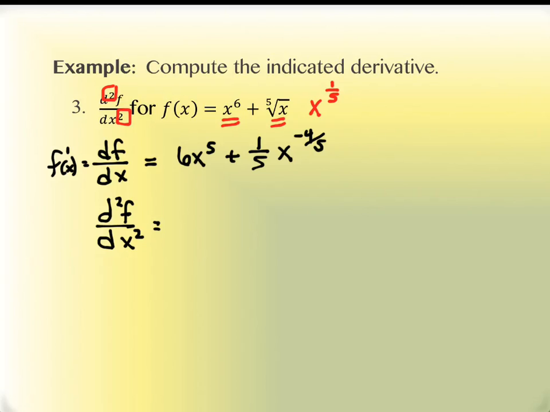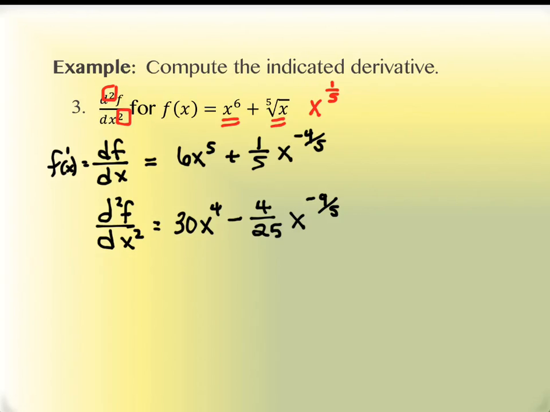All right, so what's the derivative of 6x to the 5th? 30x to the 4th. Very good. How about 1/5 x to the -4/5? What am I going to get there? -4/25 x to the -9/5. Right.